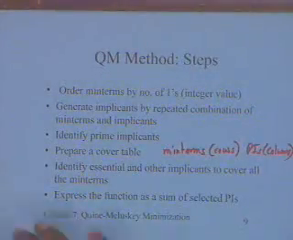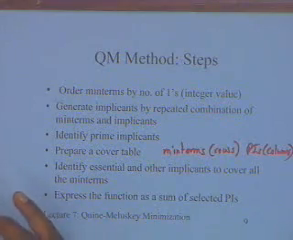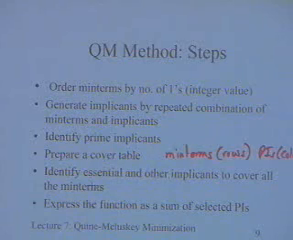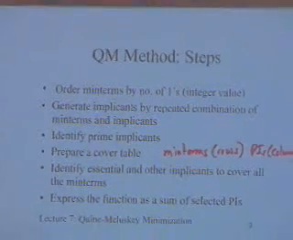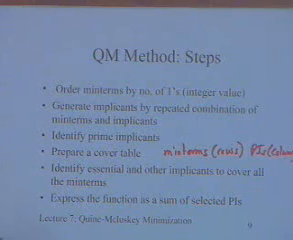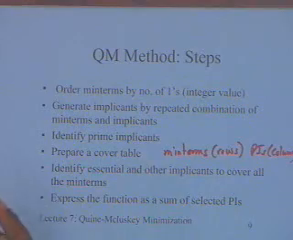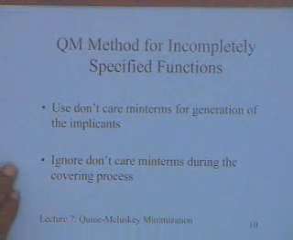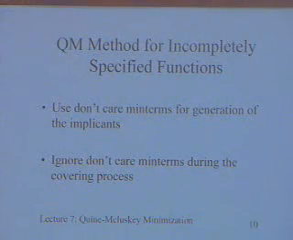Can we apply this method when we have don't care? Actually, it's quite simple to apply the same method when I have don't care. I have two processes here. One is generation of the prime implicants, and then identification of the prime implicants, the subset of the prime implicants to cover the function. When I have incompletely specified functions, when I have don't care to the input, what I do is I use the don't care minterms for generation of the implicants.